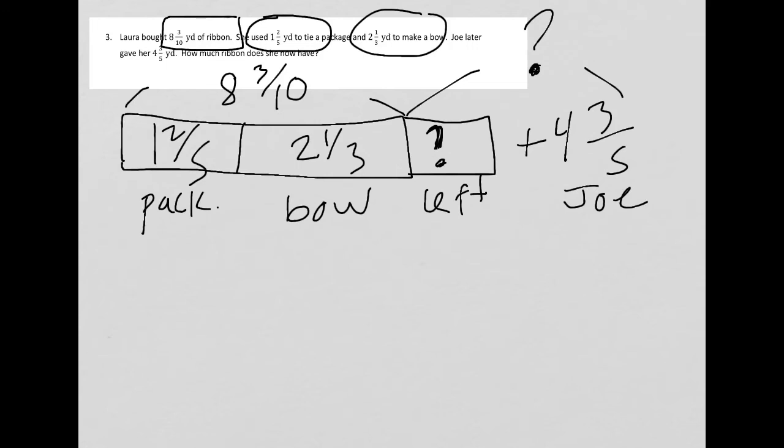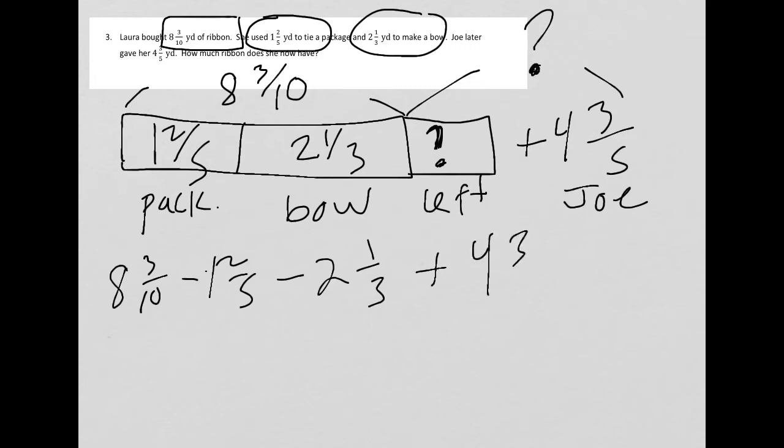So when we're thinking about this, we have a couple of options. We can do addition and add the package and the bow together and then subtract that from what she bought. Or you can do subtraction and you can do 8 3/10 minus 1 2/5, and then take that and then minus 2 1/3. It kind of depends on what you want to do. If you want to do multiple subtractions or if you want to do addition and then subtraction. So you can do like 8 3/10 minus 1 2/5 minus 2 1/3 plus 4 3/5. This is kind of like the big equation that we're doing here.